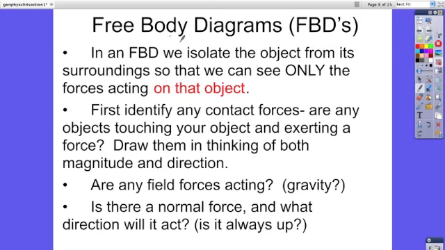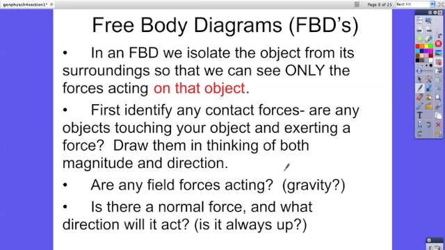In an FBD, we isolate the object. You don't draw a free body diagram of a system of things. You only draw a free body diagram of a single object. So we isolate that object from its surroundings. Identify contact forces first. They're the easiest ones to think about. Is there anything touching your object that is exerting a force? Draw those in, thinking of the magnitude and direction.